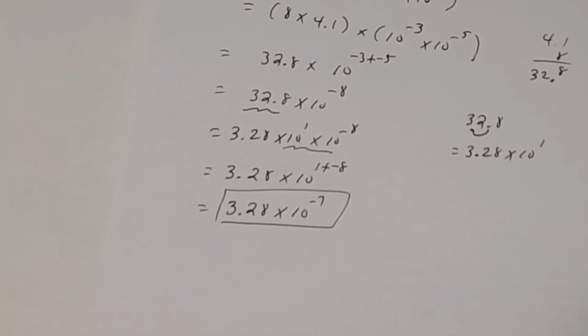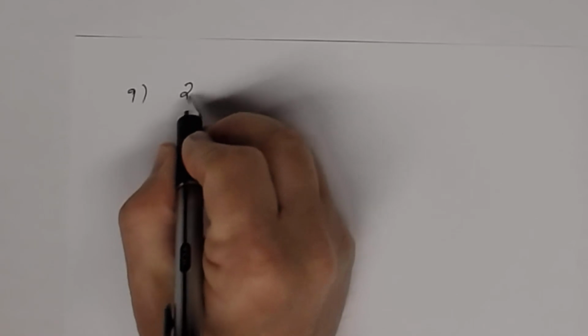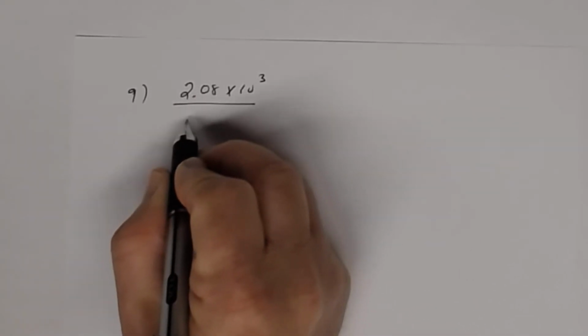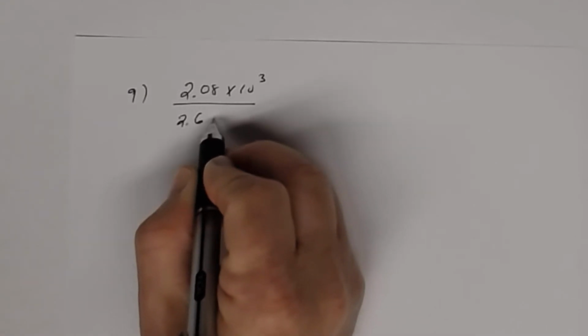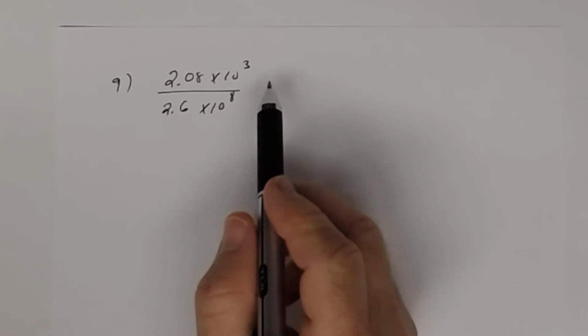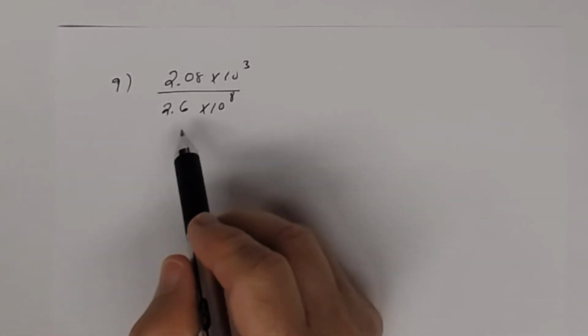Number 9 is a division. So 7 and 8 were products, but number 9 and 10 will be division. So we have 2.08 times 10 to the third divided by 2.6 times 10 to the 8th. All right, so just like we did with multiplication, I'm going to group the coefficients together.